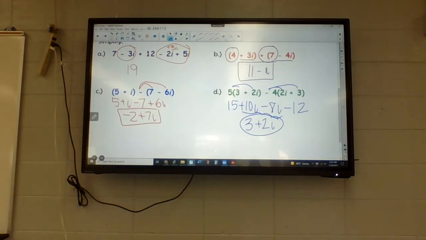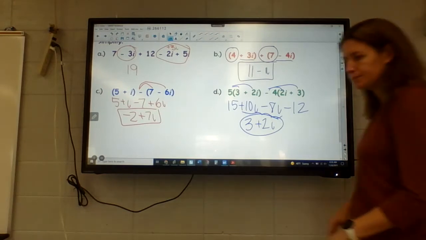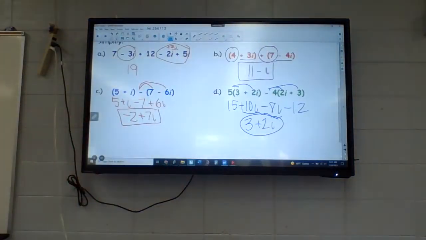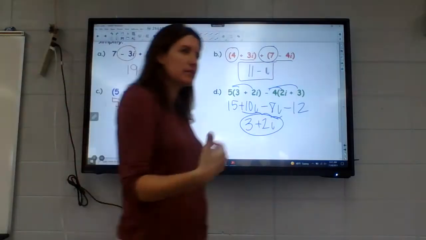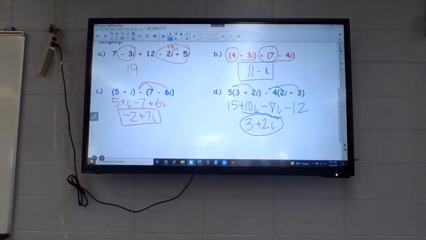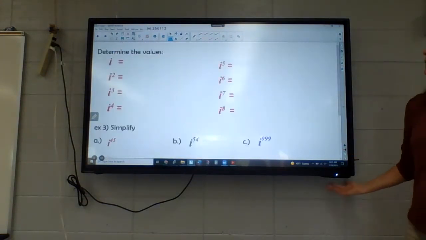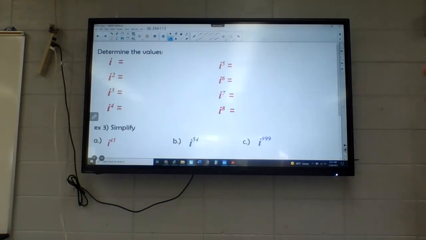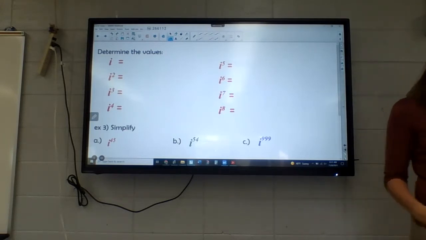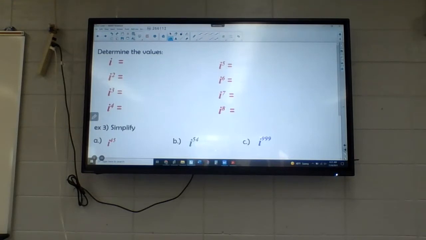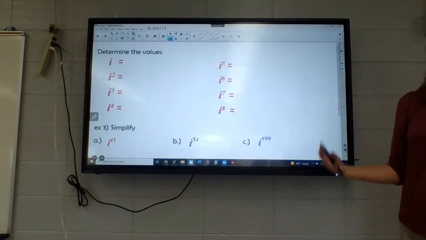So if you flip the page over, now again, you can use your calculator for what we're going to talk about right now, but I also want you guys to be comfortable with what's happening and notice there are patterns that go on here. This is a cyclical thing that happens with i, going up to i to the 8th power. We'll talk about what exactly is happening, and that we can simplify things with higher powers.